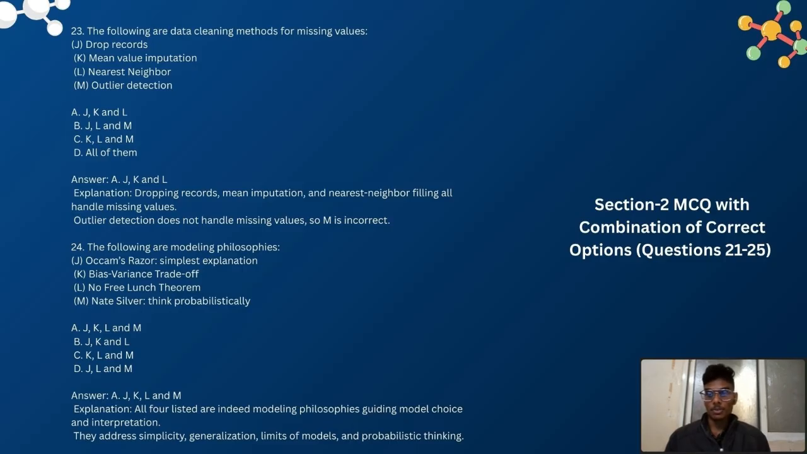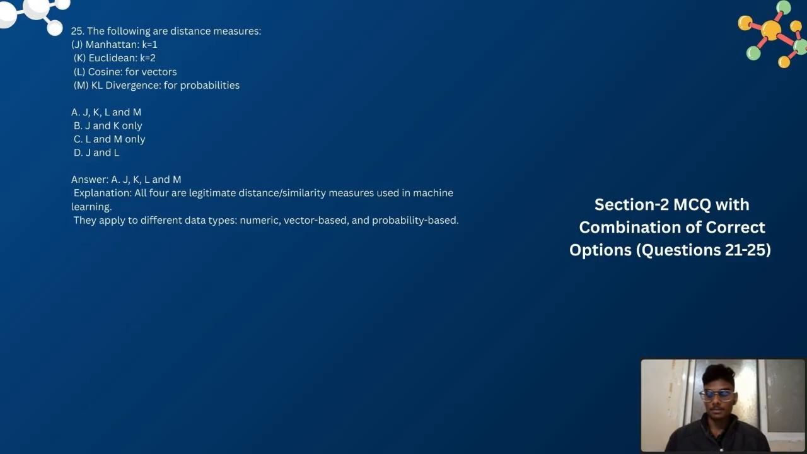Question number 25. The following are distance measures. The answer is A, J, K, L, and M. All four are legitimate distance and similarity measures used in machine learning. They apply to different data types: numeric, vector based, and probability based.